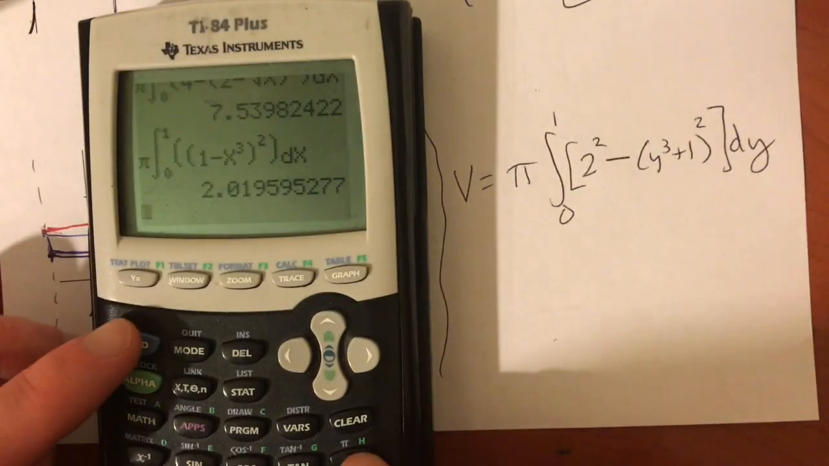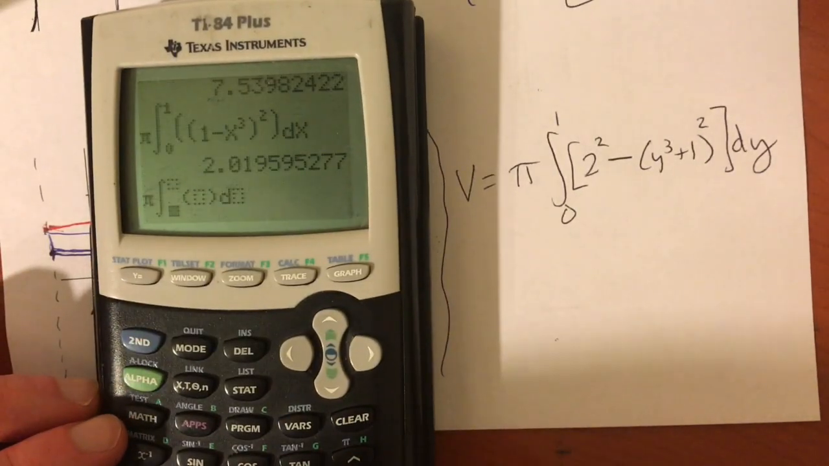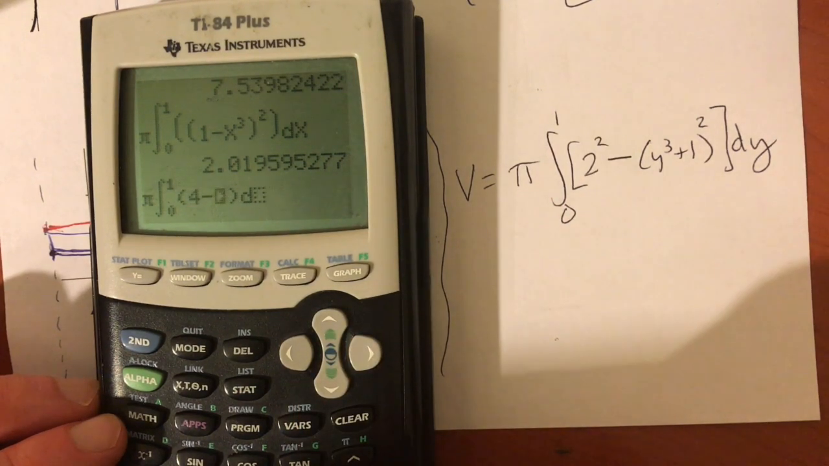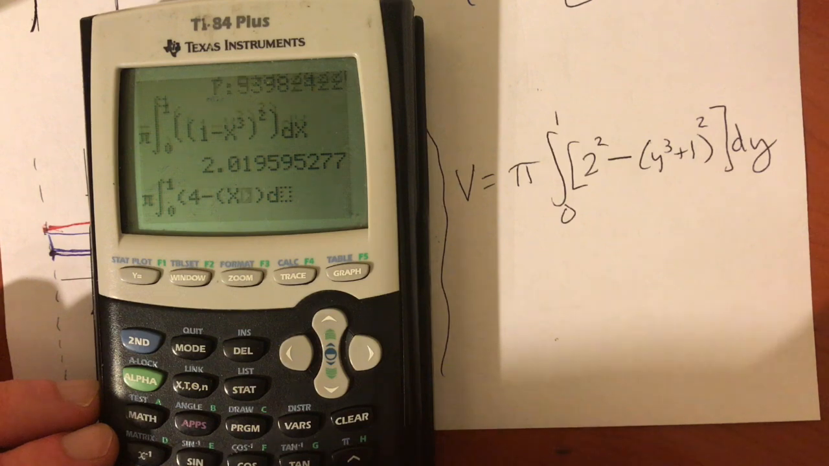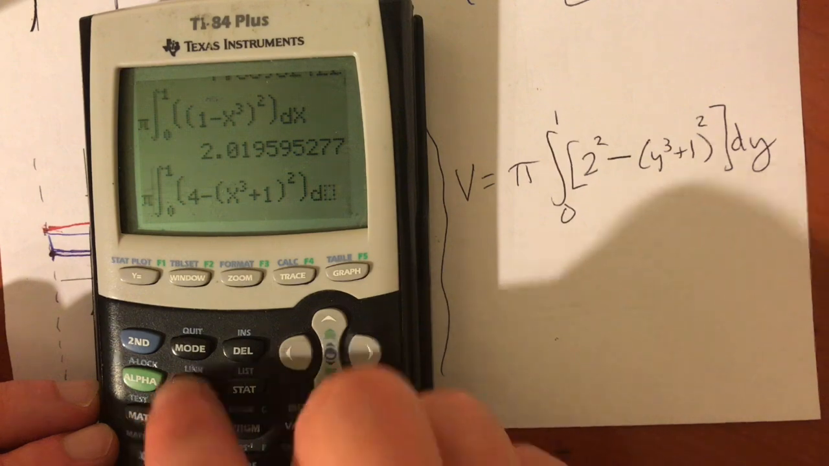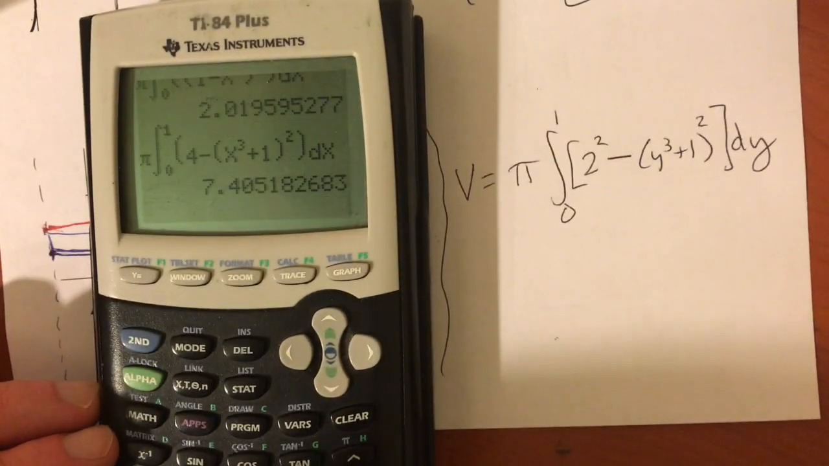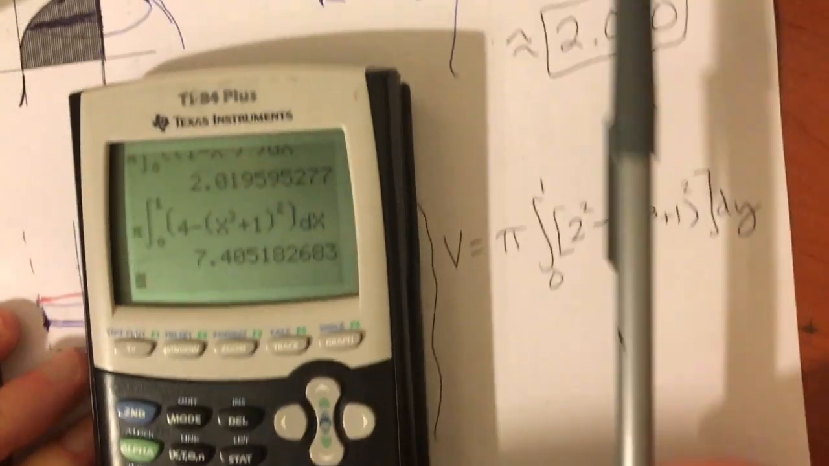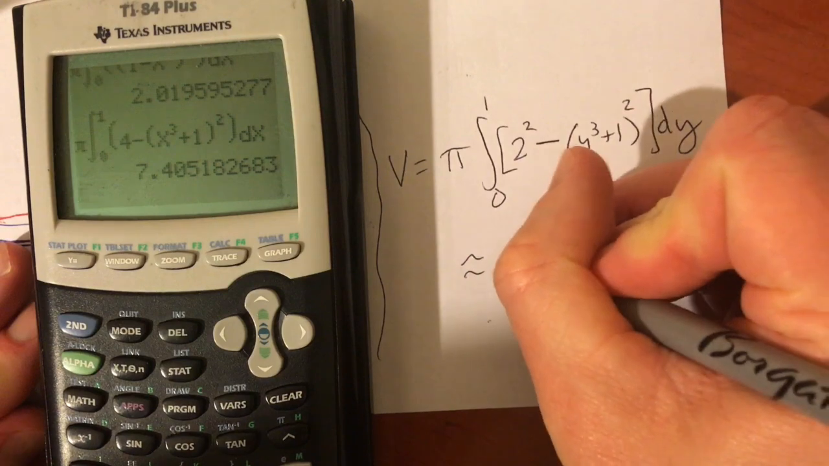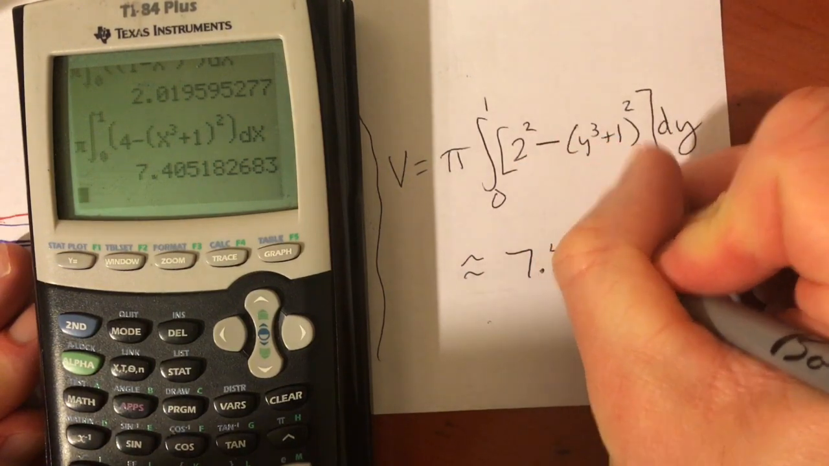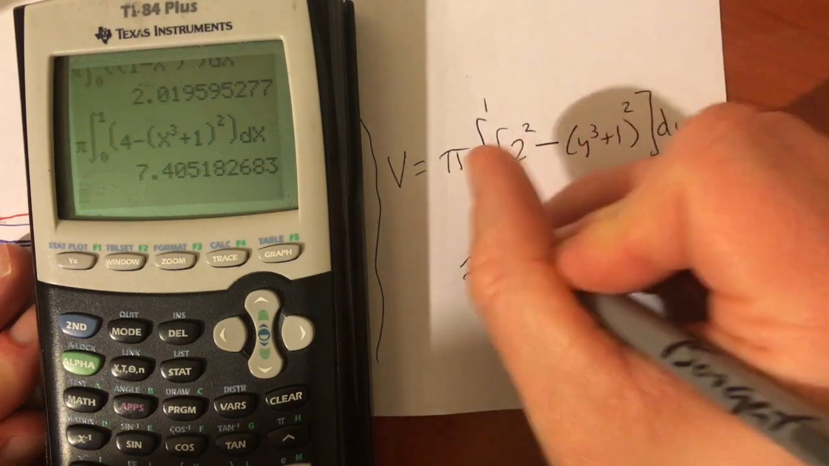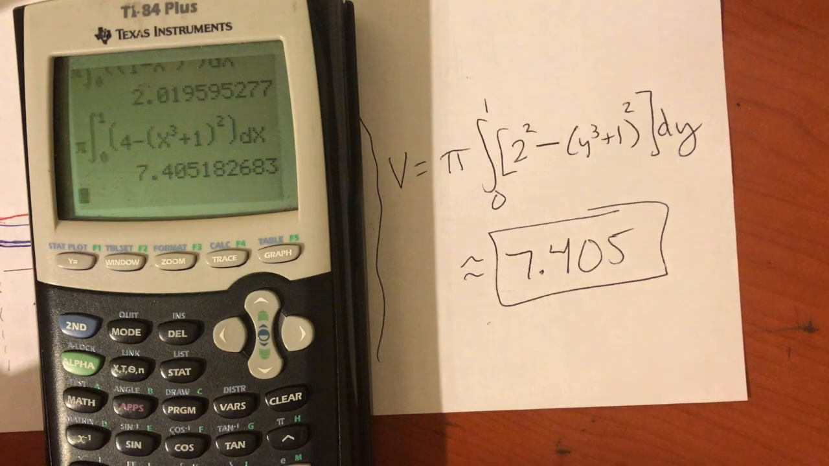And here we go. Pi, math 9, 0, 1, 2 squared, 4, minus, parentheses, x cubed plus 1, close it, square it, dx it. 7.405, very similar value to that first one, but not quite the same thing. So it's not quite the same shape. It's similar, it's got similar dimensions, and we revolved it around an axis that was about the same distance away, but not exactly the same. So 7.405, there we go, kids.